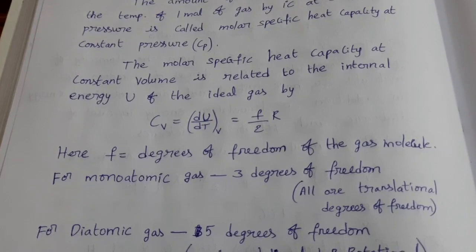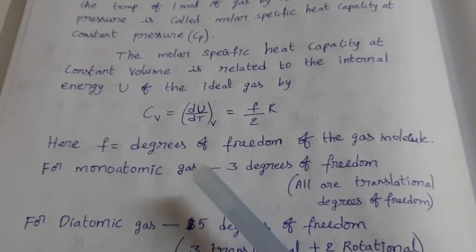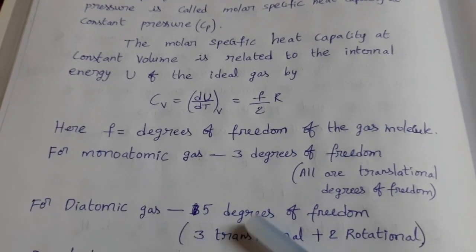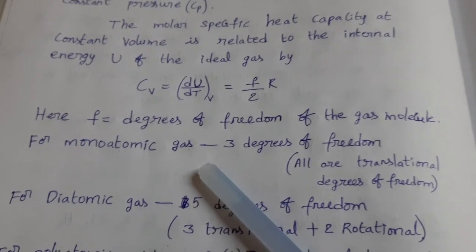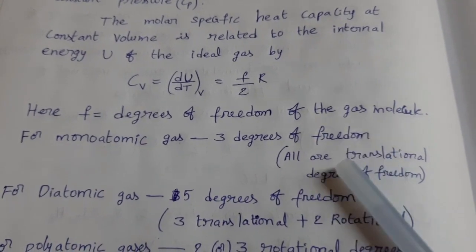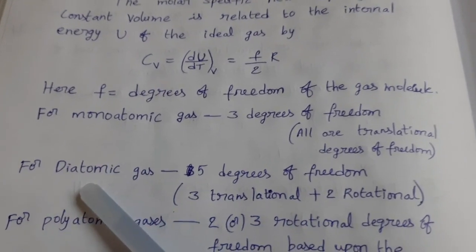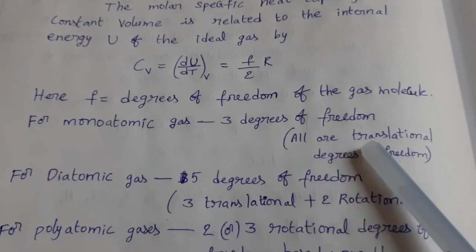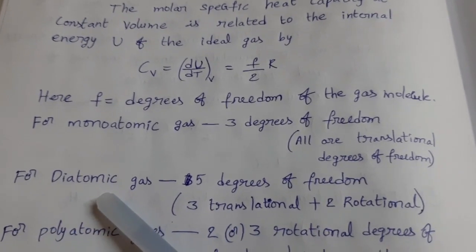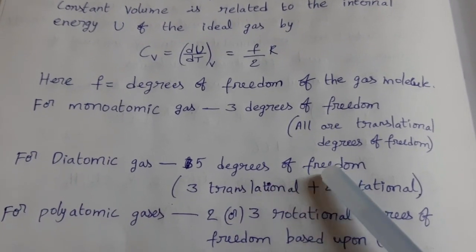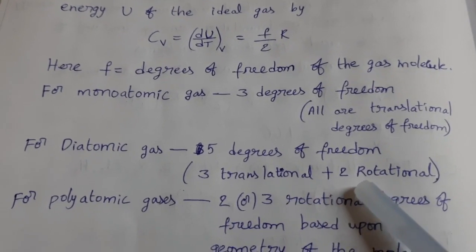Those are polyatomic gases. These degrees of freedom are different for monoatomic, diatomic, and polyatomic. See one by one. For monoatomic gas, 3 degrees of freedom are there. All are translational degrees of freedom. That means the molecule exhibits these types of changes, translational changes. Diatomic gas, 5 degrees of freedom. In that, 3 translational degrees of freedom and 2 rotational degrees of freedom.